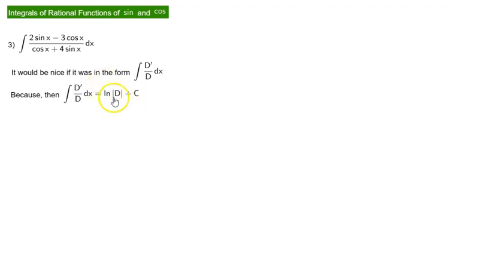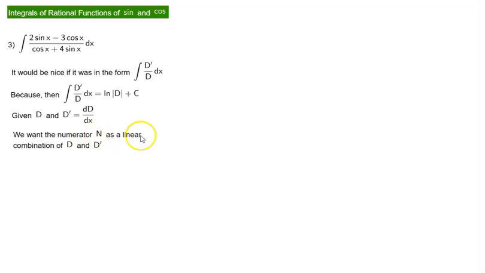Just verify this. Natural log of d, differentiate it, we get 1 by d times d prime, which is what we have. Given d and d prime equal to d by dx. Understand this? When I'm saying it, it looks funny, but this is the denominator and d prime is the derivative of the denominator. We want the numerator n as a linear combination of d and d prime, because what we have is n. 2 sine x minus 3 cos x is n, the actual numerator.